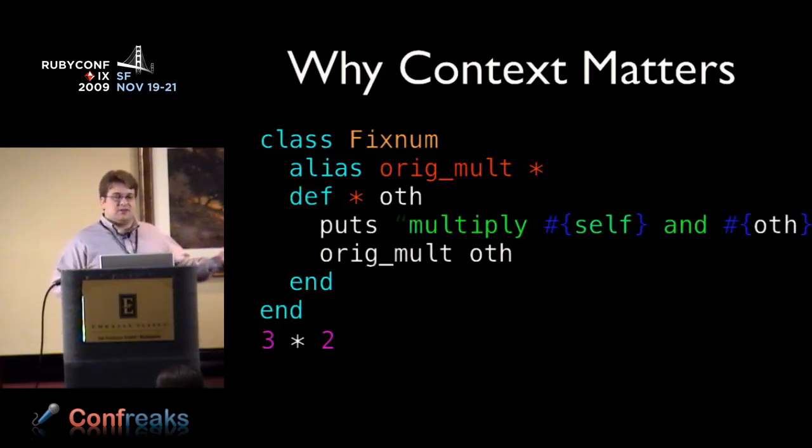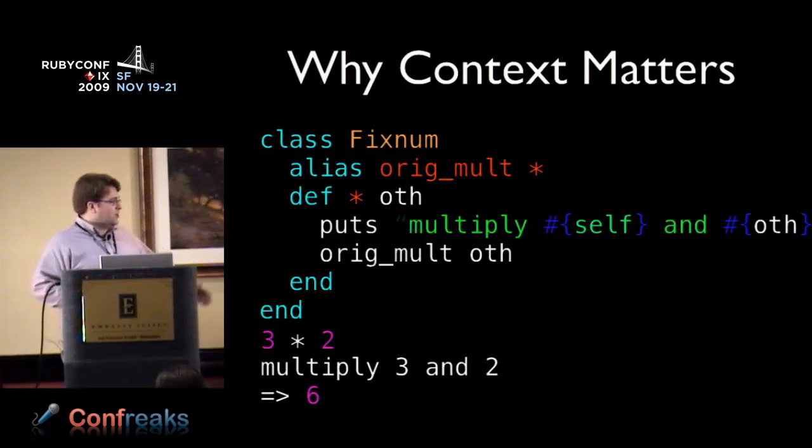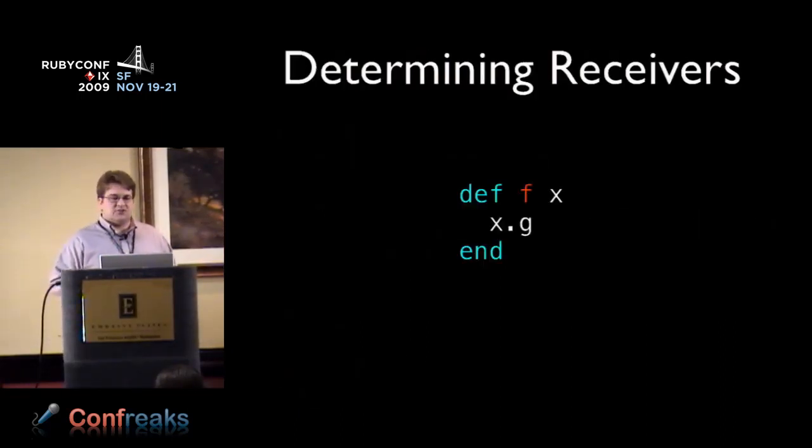And we need to preserve these in order to make sure that the program is still doing the same thing that the program was supposed to do in the first place. And so here we have the output as well as the value that we get. And so determining the receiver is another challenge for us.